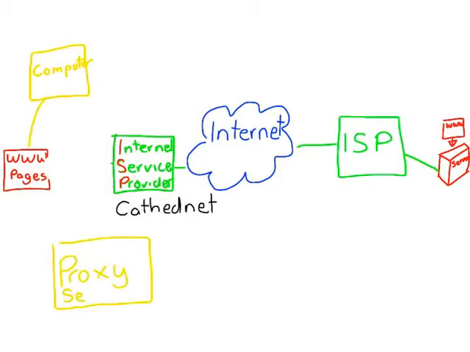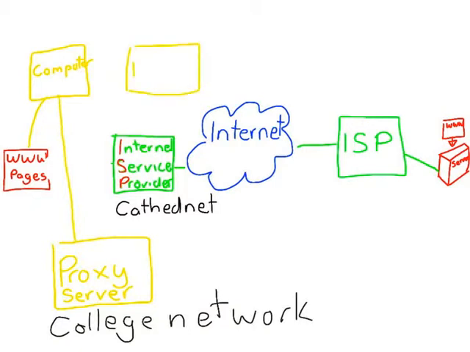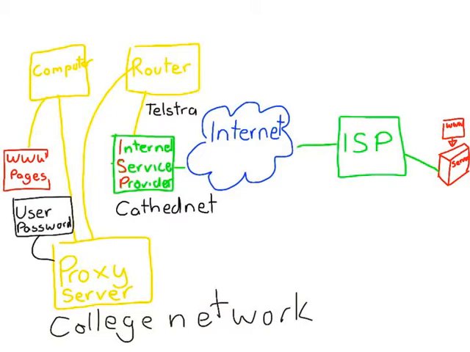That computer on our network connects to a server here called a proxy server at our college. On our college network, we have a proxy server, which is the only thing on the web. That connects to a router, which connects you through to our internet service provider via telephone. The proxy server is the only computer on the internet. You need to put your username and password in to be able to be on the internet yourself.